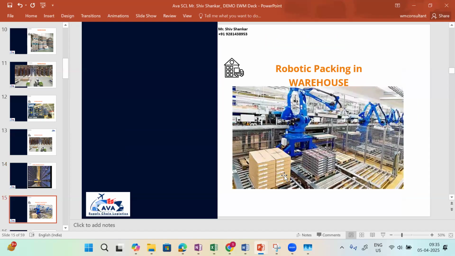And similarly, in one of the warehouses, there is something called robotic packing. These robots will do the packing of the material after picking the material from the warehouse.